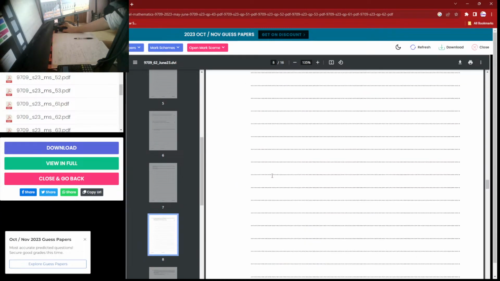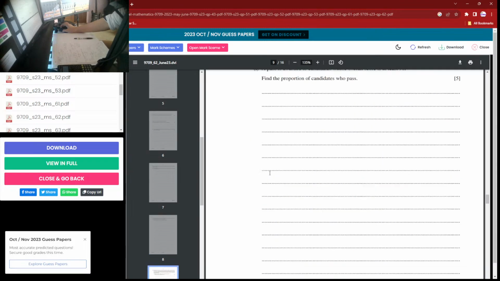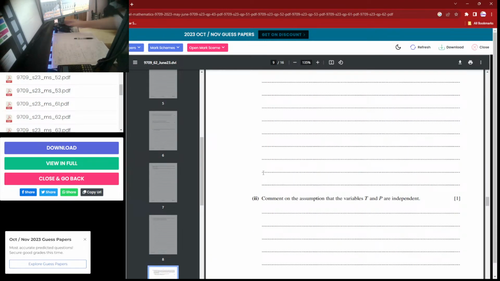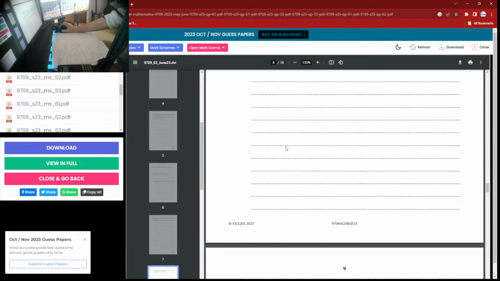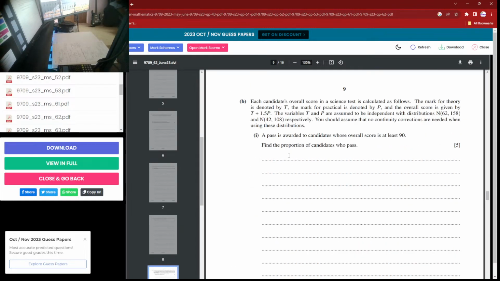So for part B, oh sorry, that's number 2. A2. Comment on the assumption that the variables T and P are. Oh no, that's for B. Okay, let's calculate B first. 5B.